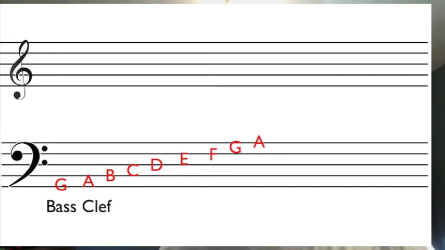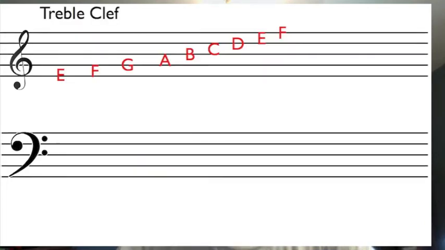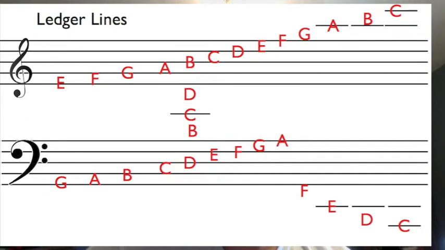As you may notice from the two staves, there seem to be some notes missing. Even when you put these two clefs together, you end up stopping at A on the top line of the bass clef and then starting up on E on the treble clef. So there must be something in between, and that's where we get ledger lines.